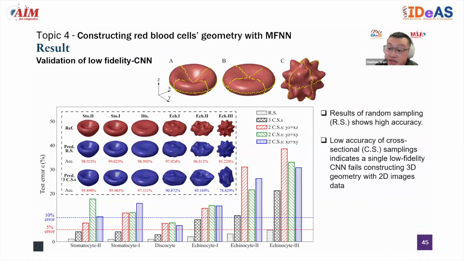This is a validation result of the low fidelity NN part. As you can see, with sufficient data points, the low fidelity reference RBC shape can be fully learned using the NN. However, the approximation would fail if we directly use a single NN with cross-sectional data.